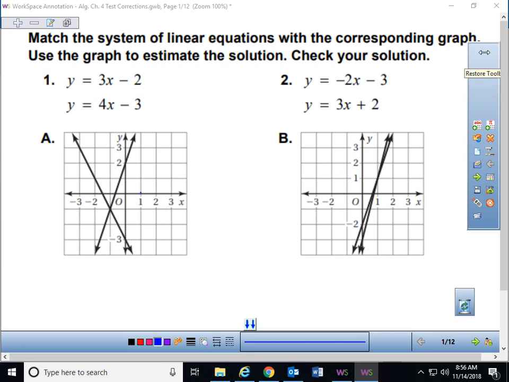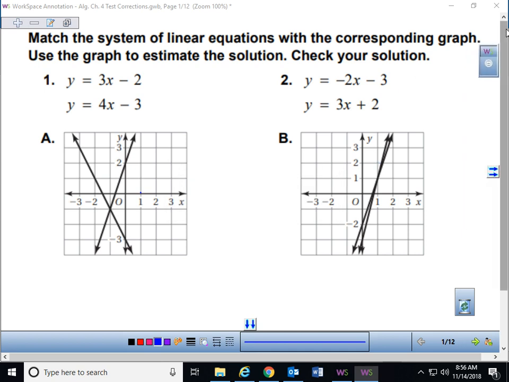So here are the solutions to your Chapter 4 test. Correct what you need and prepare for your retake. We're just going to start off here with questions 1 and 2.